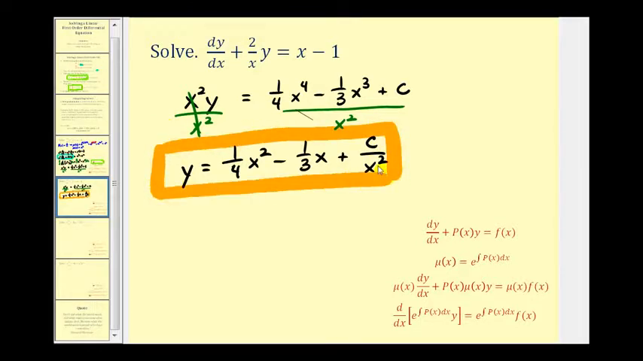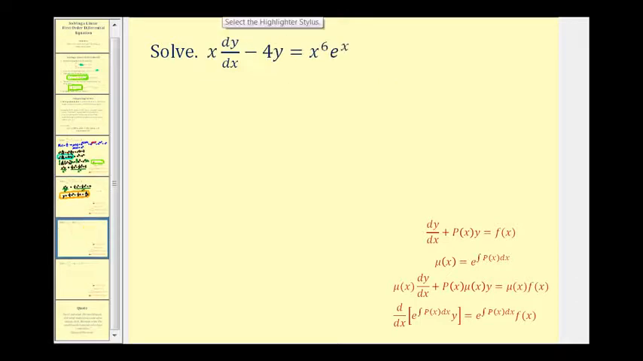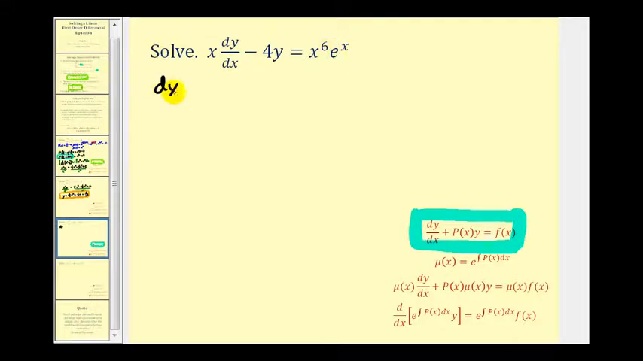Let's take a look at a second example. So the first step again is to make sure that this linear first order differential equation fits this form here. Notice how we just went dy dx here, and we have x times dy dx. So our first step is going to be to divide everything by x. So we'd have dy dx minus 4 divided by x times y equals, we'd have x to the fifth e to the x. Again, we divided everything by x.